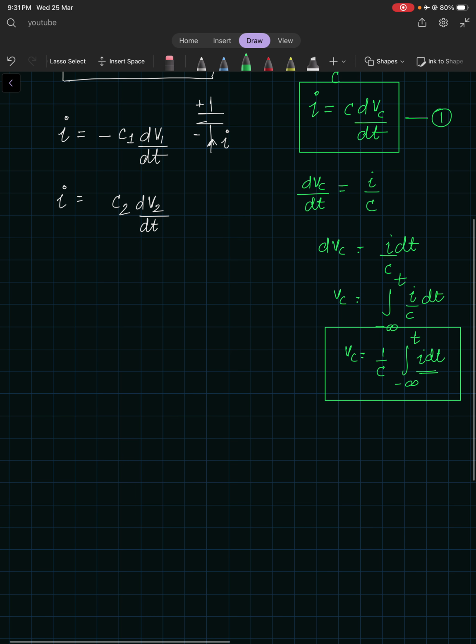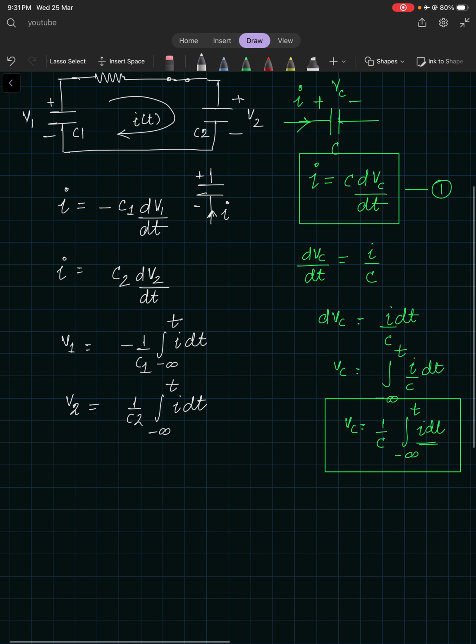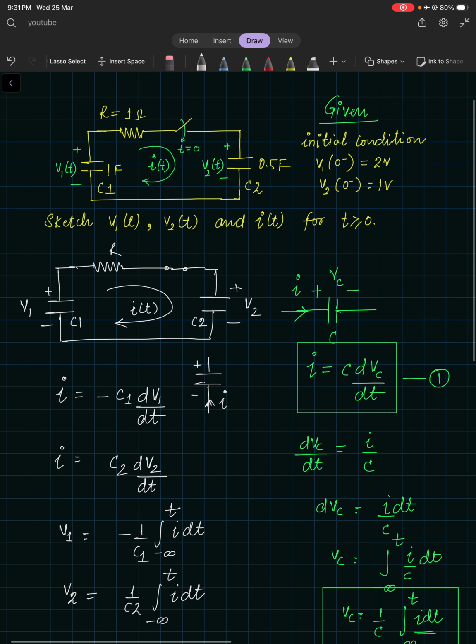The same thing will happen here also. So V1 will be minus 1 by C1 times the integral of I dt from minus infinity to t, and V2 will be equal to 1 by C2 times the integral from minus infinity to t of I dt. Since I is common for both capacitors, that's why I is appearing in both these equations.